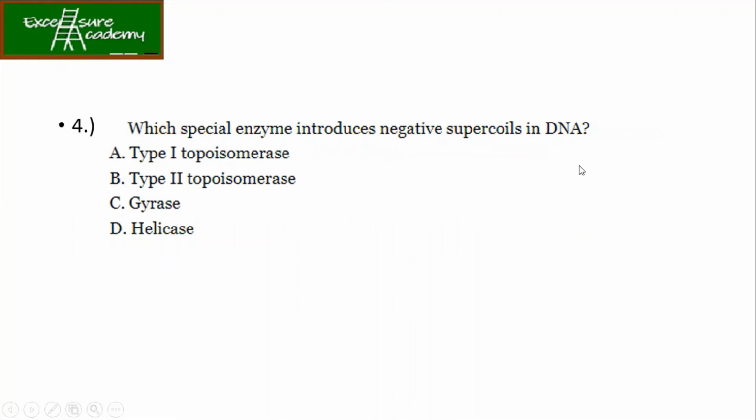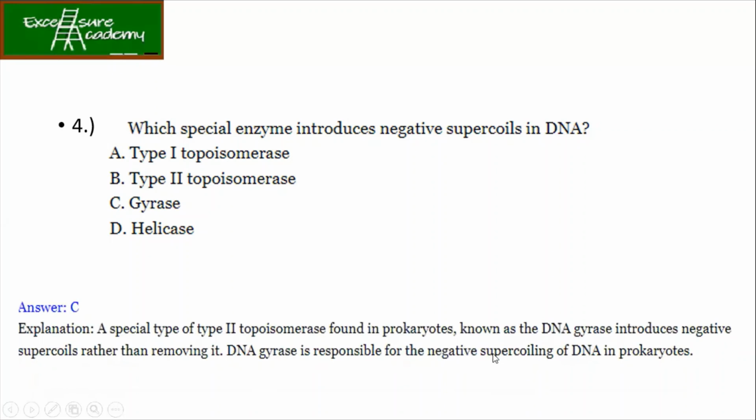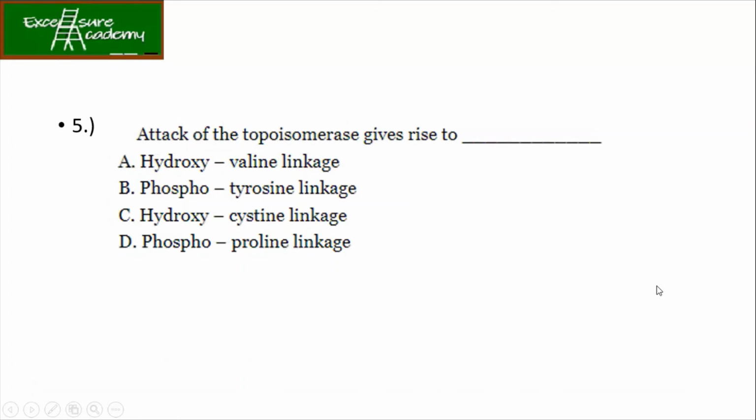Okay, next question. Which special enzyme introduces negative supercoils in DNA? MC. Yes, very good. The correct answer is gyrase. I have given the explanation also over here. It's a topoisomerase 2, which is found in prokaryotes. It also introduces negative supercoils. Good. I think this is the last question.